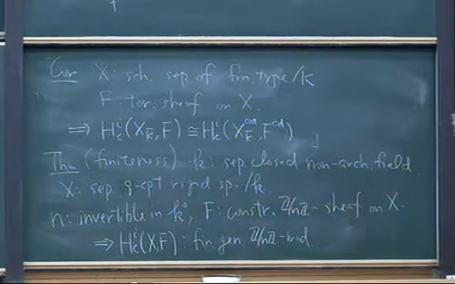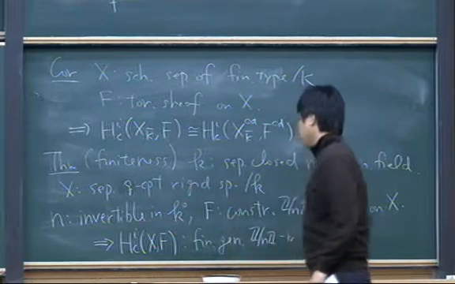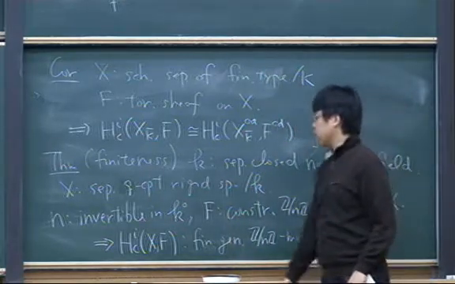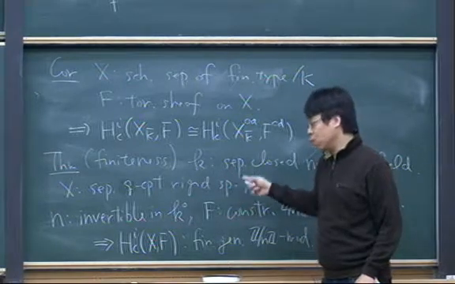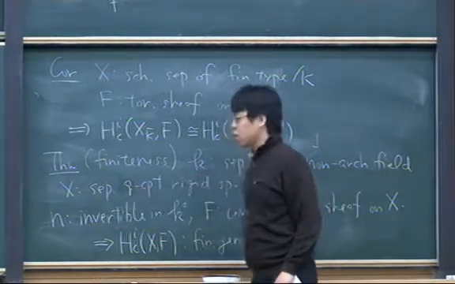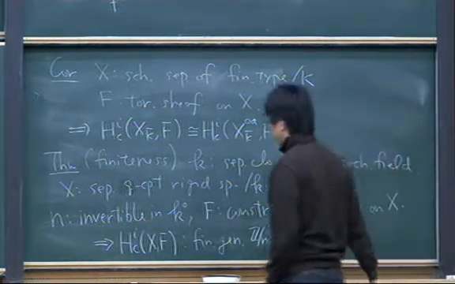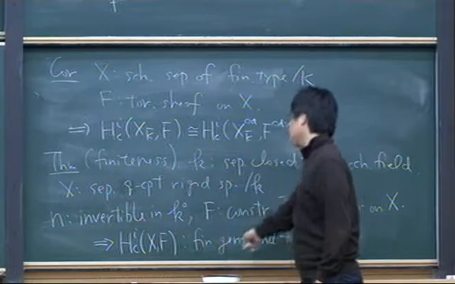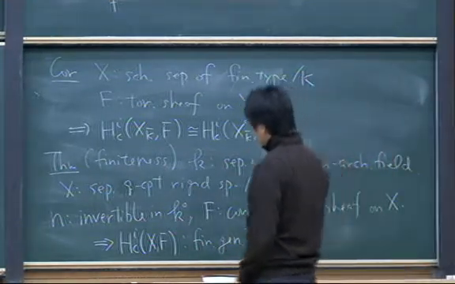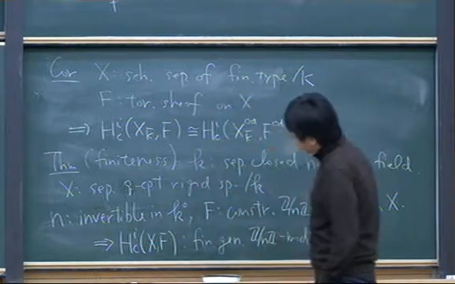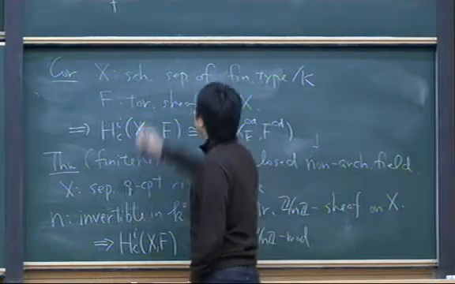Yesterday I explained a similar theorem, but then we need the assumption that the characteristic of k is equal to 0 or something, or X is smooth. But for compactly supported cohomology, it is known that it is always finitely generated. Actually, I don't know the exact reason, but it is proved by Huber.